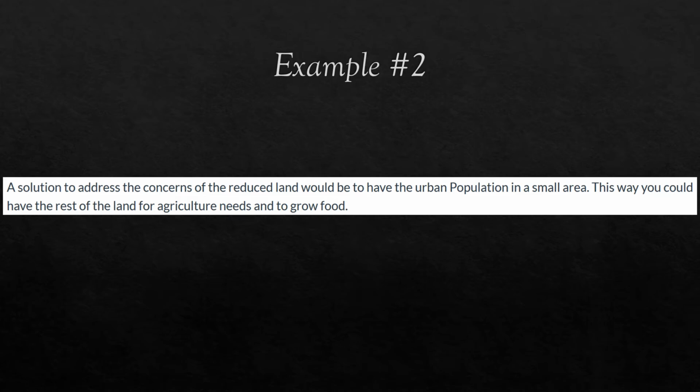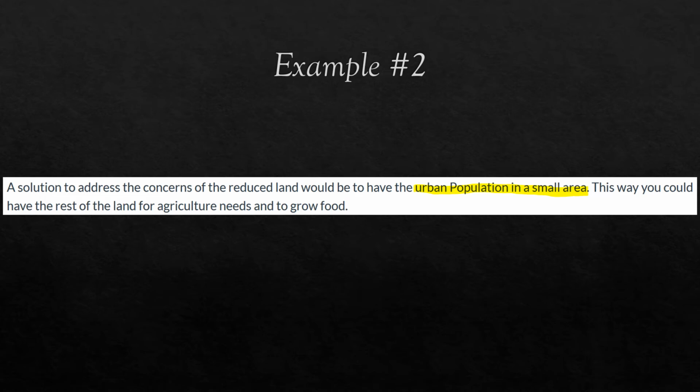Example number 2. A solution to address the concerns of reduced land would be to have the urban population in a small area. This way you could have the rest of the land for agricultural needs and to grow food. So with this answer, it proposed a very general plan. Again, urban population in a small area.